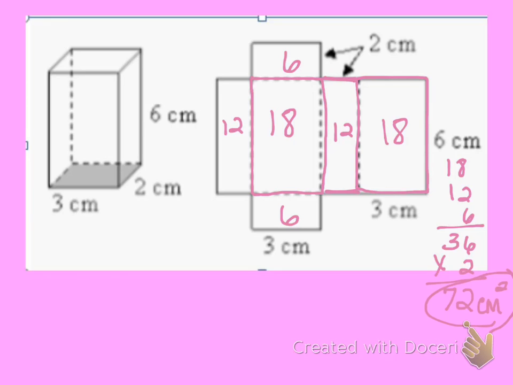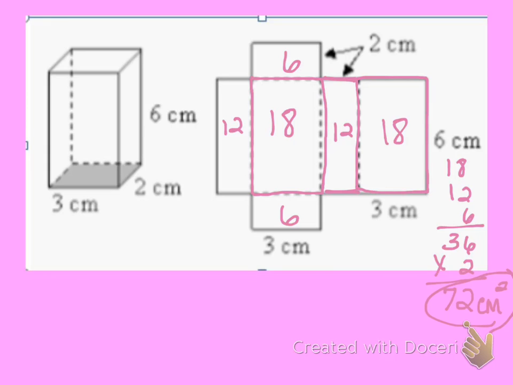Okay? Now, that's one way to get it. And this works really well when you have a net. But if you have a rectangular prism, like we have right here, this and this are the same. So if we have a rectangular prism, there is a shortcut that I'm going to show you. So I want to show you this box.